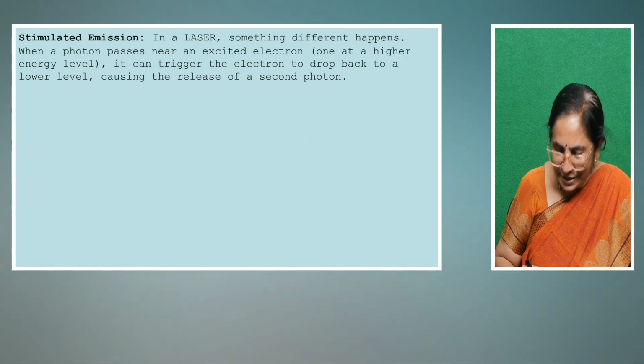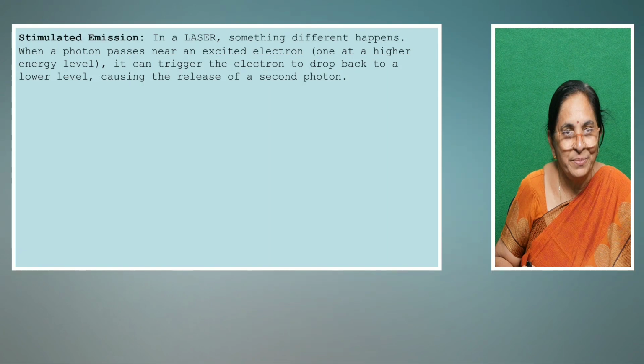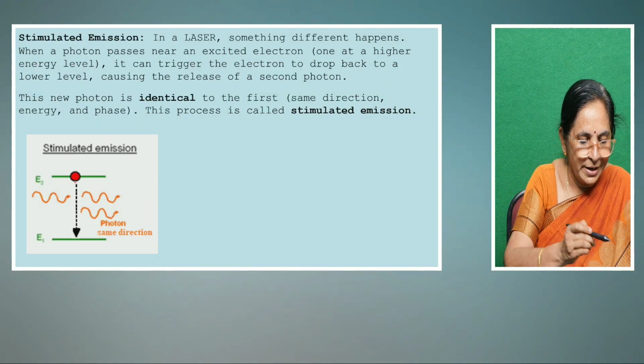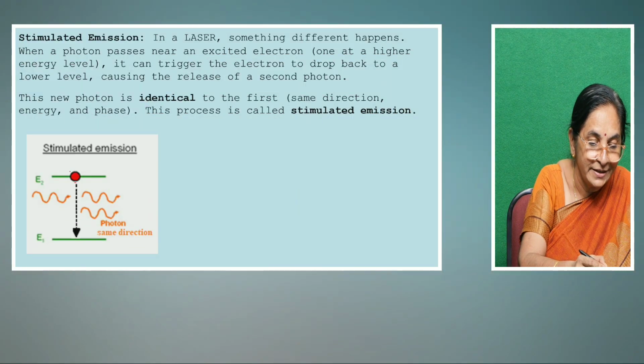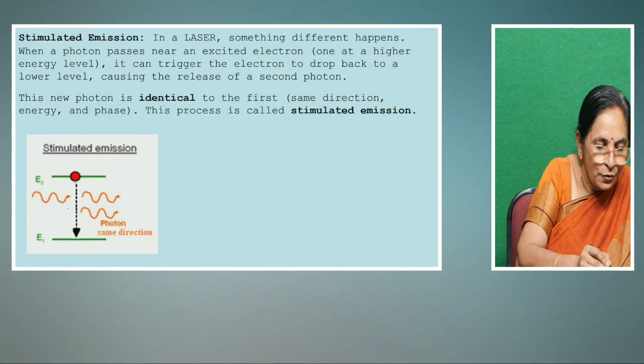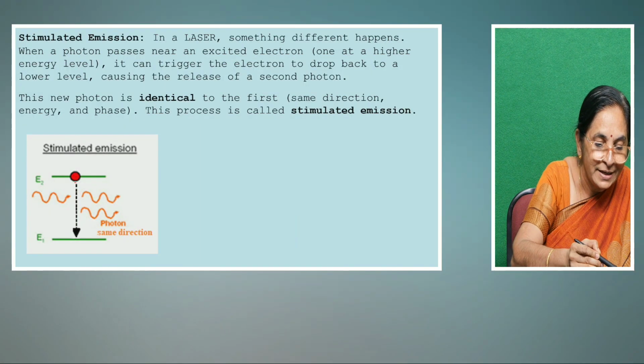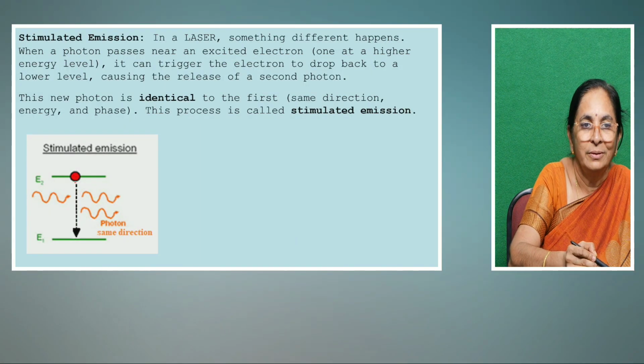Now let me explain one more type of emission. This is what is called stimulated emission. So for a laser to work, we need this stimulated emission. So in lasers, something different takes place. Okay, let us take the help of a diagram. Now let us say that the electron is in the excited state. So when the electron is in the excited state, at that time, if a photon having energy equal to the difference between these two energy levels interacts with this electron.